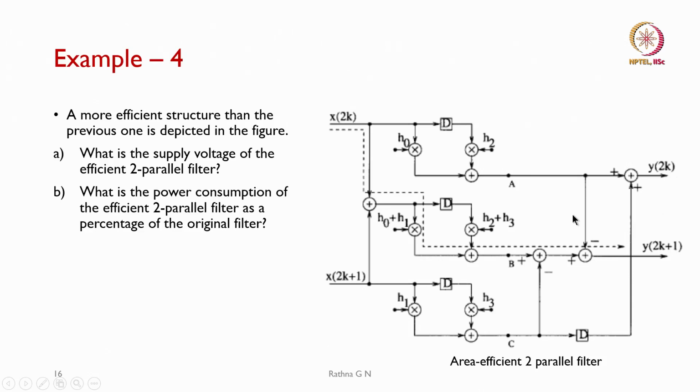So, one of the assignment for you is what will be the output at here junction A, and then junction B what you have to calculate, as well as at C. So, we call this as area efficient 2 parallel multiplier. So, you have to count how many adders and how many multipliers are present in this case.